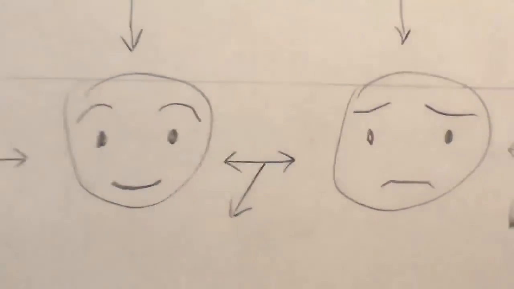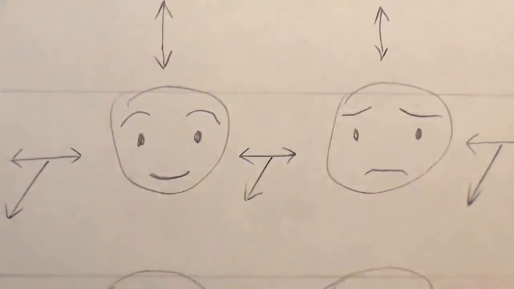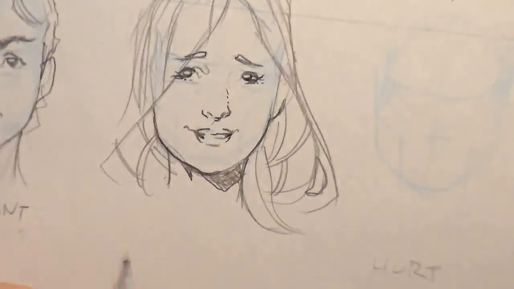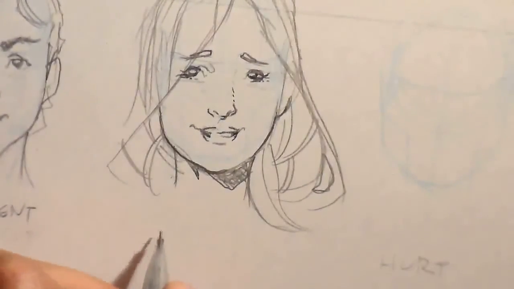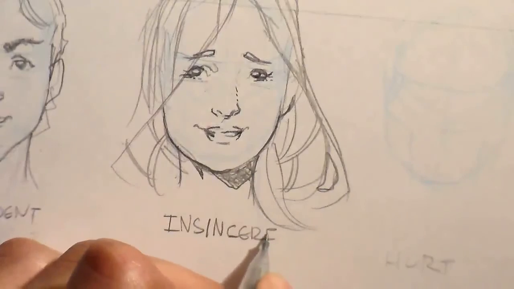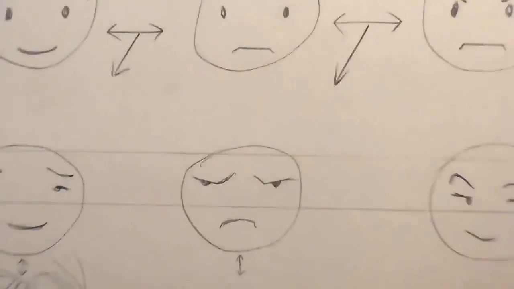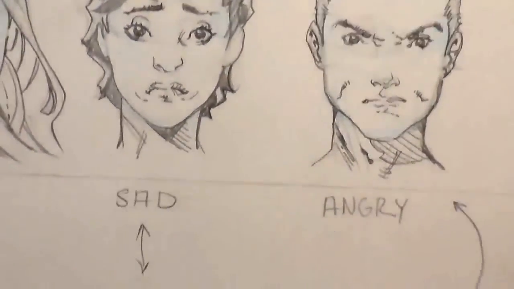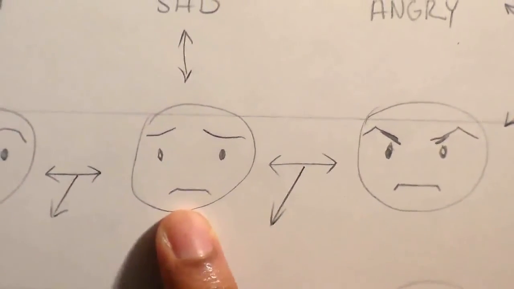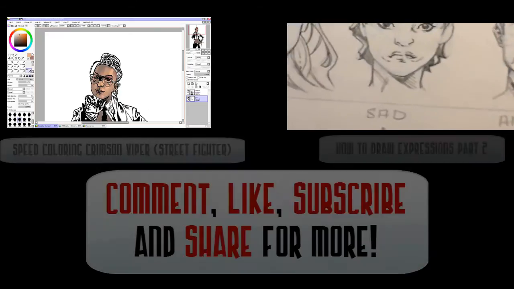And all we did was combine the lines of this, happy and sad, combine the happy curves, combine the sad eyebrows with the happy curve of the mouth, and it became this. Took on a life of its own. This will be insincerity. Now we're going to do another one. Going to combine the sad and the angry face.